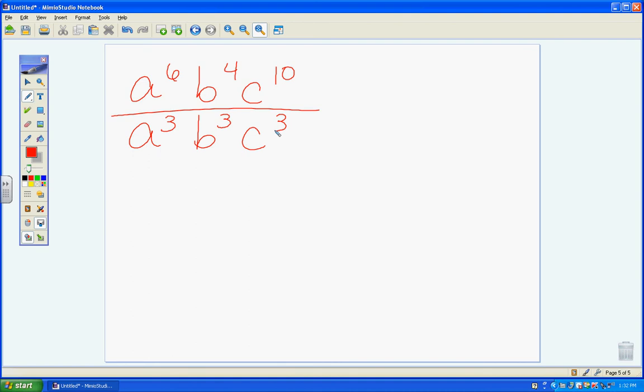But we can always go back to that if we were to get stuck. We can always go back to that and kind of write it out. So if I deal with just the A's, what's A to the 6th divided by A to the 3rd? A to the 3rd, or A cubed.